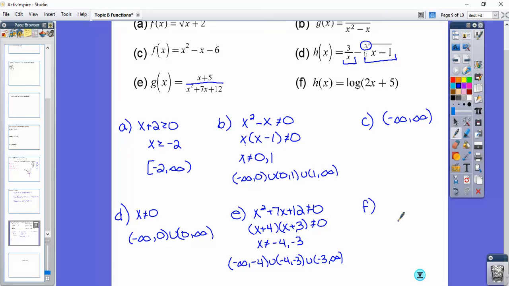And finally, f. We have a log. If it's a log, the argument, this 2x plus 5, has to be greater than 0. So subtract your 5, divide by 2. X is greater than -5/2. So since there's no equal to, we do a parenthesis, that'd be -5/2, comma, infinity.